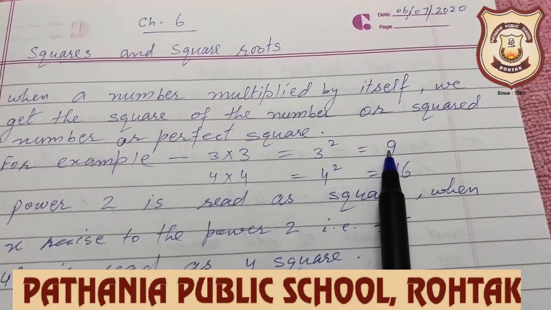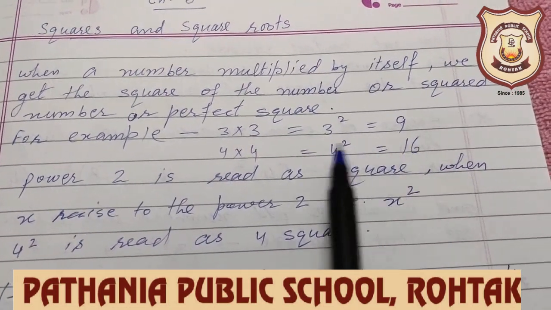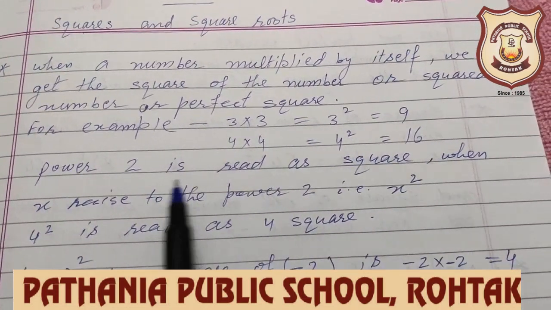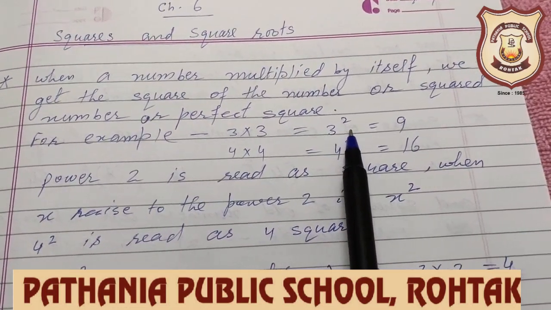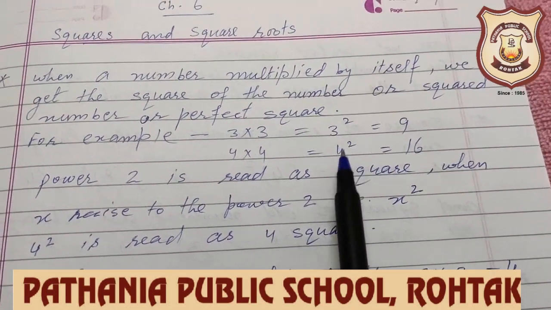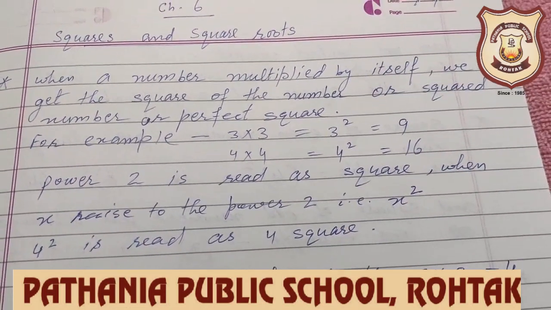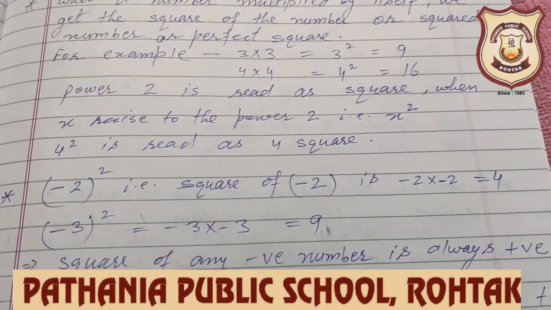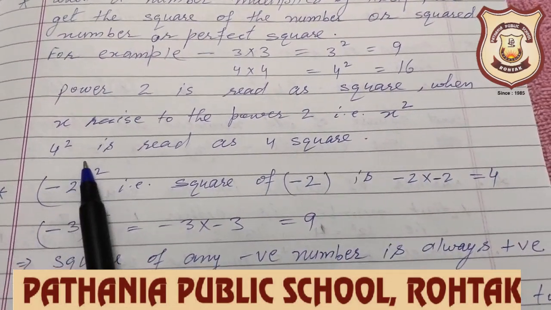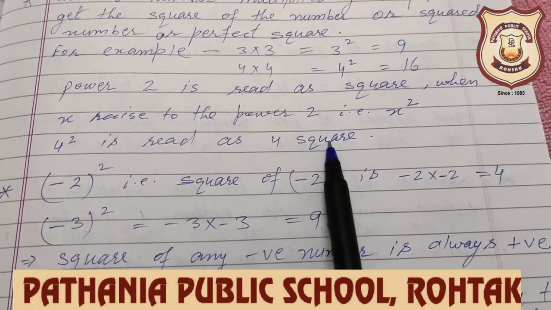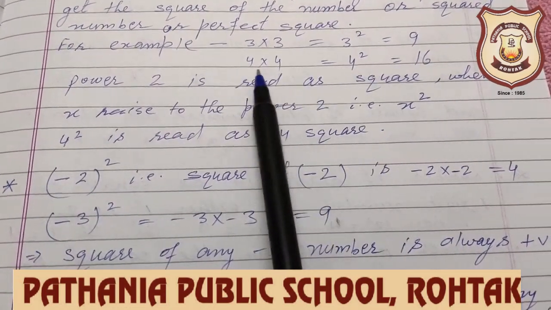3 square means 3 two times. That is 9. Just like 4 into 4 is 4 square, that is 16. Power 2 is read as square. Just like 3 raised to the power 2, we read it as 3 square. 4 raised to the power 2, we read it as 4 square. So whenever the power is 2, we read it as square. When x is raised to the power 2, we call it x square. 4 raised to the power 2 is read as 4 square, and it means multiply 4 two times.